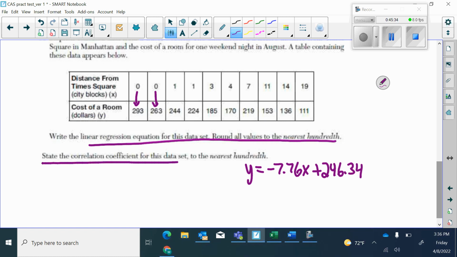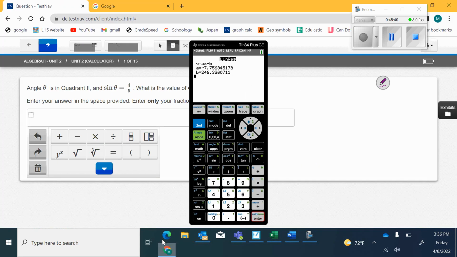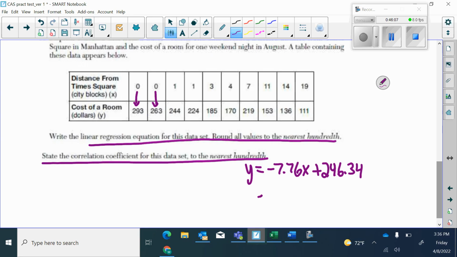And now it says state the correlation coefficient. Okay, so now remember I didn't have the correlation coefficient on. So I need to go and turn it on. Remember it's second 0, Diagnostic On. Remember it's under D. Hit the D in the green. Go to Diagnostic On. Enter, enter. So it says done. Now go back to stat calc number 4. Enter, enter, enter, enter all the way. And there's my correlation coefficient R: negative 0.88, to the nearest hundredth. Negative 0.88 is the correlation coefficient. Okay. And there's your answer. You're guaranteed to have one of those on DCAS. Memorize your steps.